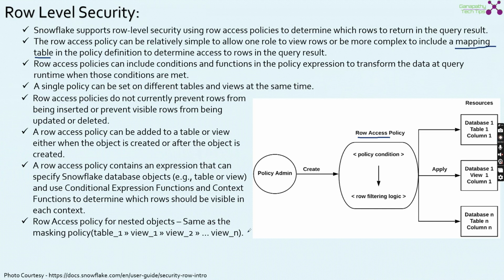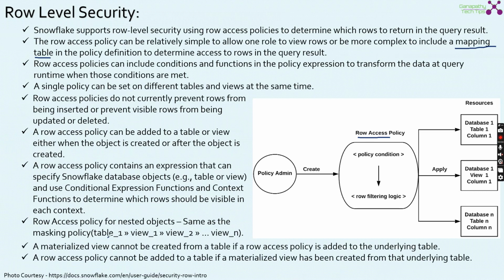Again, on the nesting of objects, the same logic applies here as we discussed earlier for masking policy. The first level will be the table, then the view, then the subsequent views, and so on. There is one caveat for row access policy. A materialized view conflicts with row level security, meaning a materialized view cannot be created from a table if a row access policy is added to an underlying table. Please pay more attention to it. If a row level access policy is attached to a table, a materialized view cannot be created.